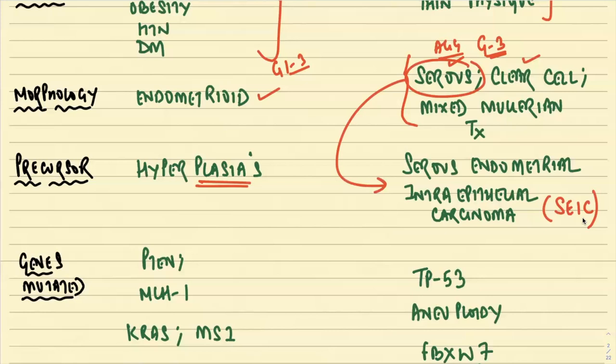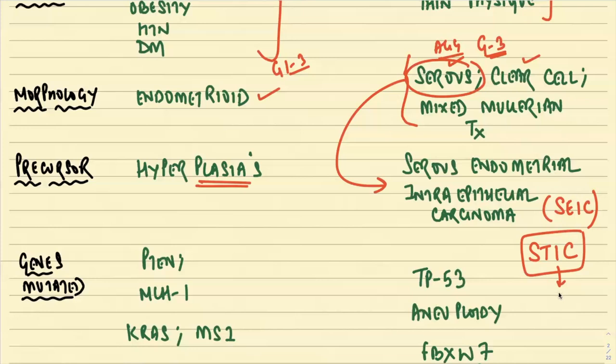Now, let me explain one important thing over here that I'm also going to explain when I teach you ovarian carcinomas. Just like in a subset of ovarian carcinomas, there is a lesion called serous tubal intraepithelial carcinoma, STIC, and that is also giving rise to one subset of high grade serous ovarian carcinoma.